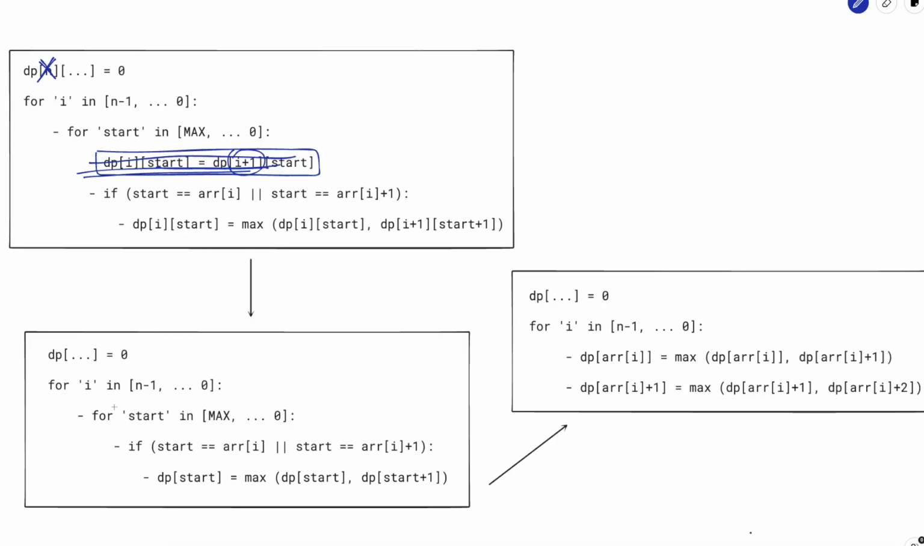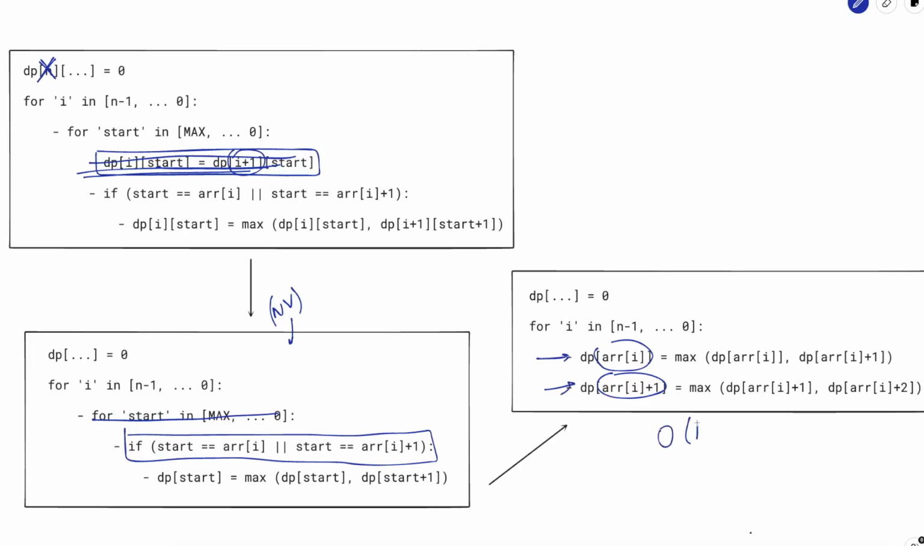Now finally the complexity is still not order n, it is still order n into v because there are two loops, right? So notice we are only doing something when start is either array I or array I plus 1. So why even iterate over the entire start? We can simply remove this loop and only consider these two cases explicitly. So when start is array I, this will be the state. When start is array I plus 1, this will be the state, right? Now if you look at it, the complexity is just order n.